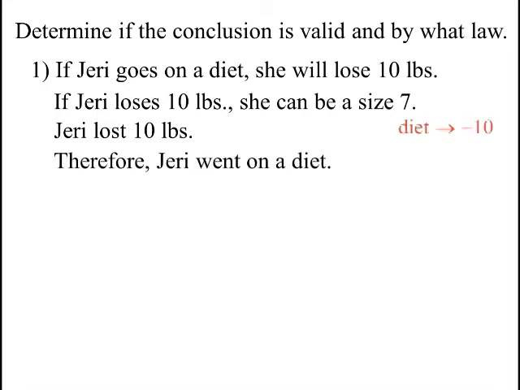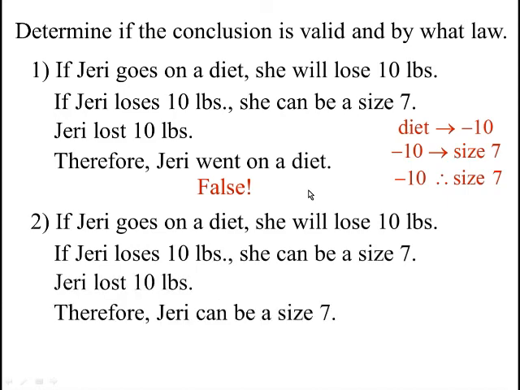So, diet implies losing 10 pounds. Losing 10 pounds implies size 7. She lost 10 pounds. Well, you can conclude that she's a size 7, but you can't conclude she went on a diet. So this is false. But if we look at the same argument again, and then we conclude she is a size 7, then it works, because diet implies -10, -10 implies size 7. But this is not true.